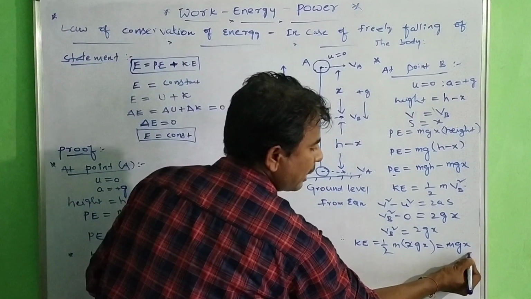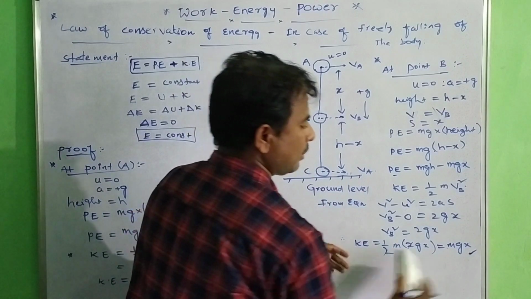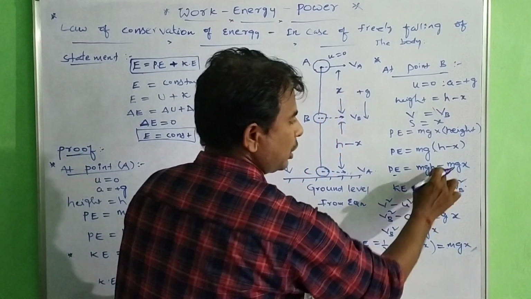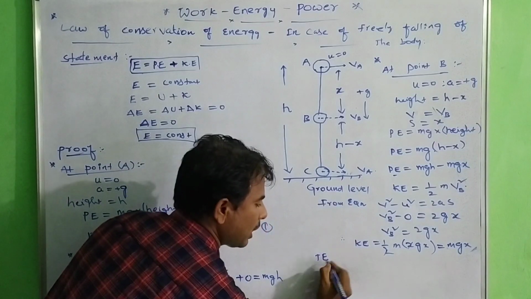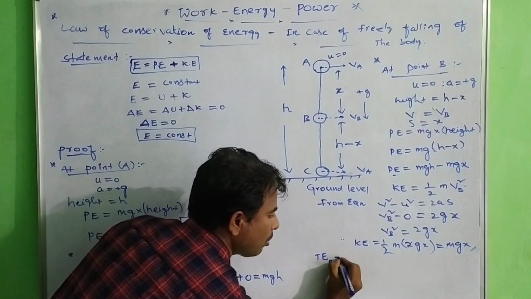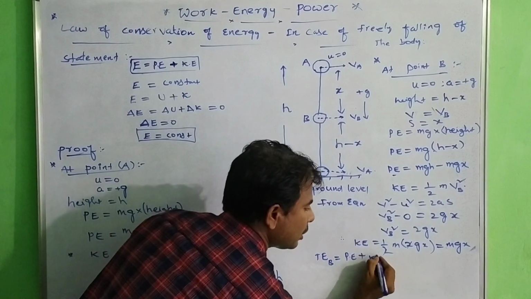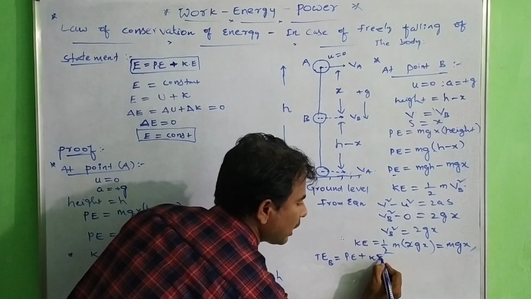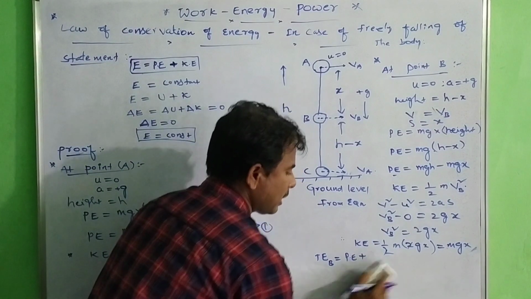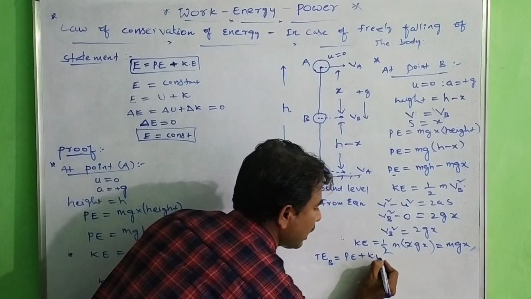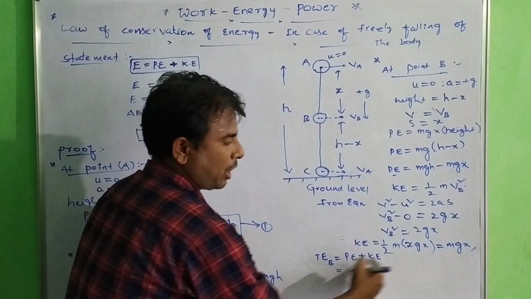This one is kinetic energy, and this one is potential energy. Total energy at point B equals the sum of potential energy and kinetic energy. Total energy equals potential energy plus kinetic energy.